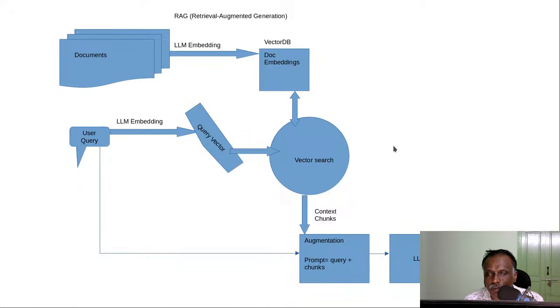So this is the overall process. We embed the documents and store them in the vector database. Then each user query is converted into an equivalent embedding, and that embedding is searched against the doc embeddings stored in the vector database. That search returns the top K relevant chunks, and those chunks are combined with the user query before sending to the LLM to get the response. This is the overall process.